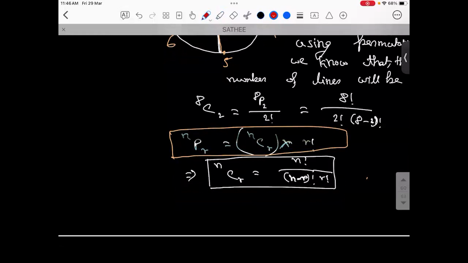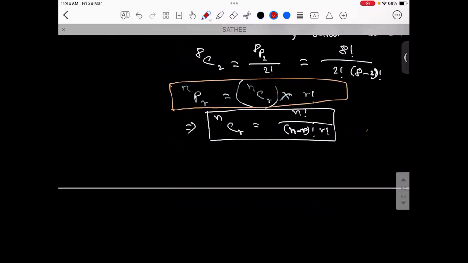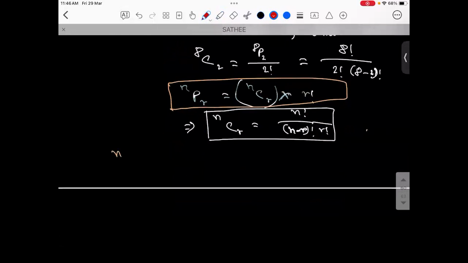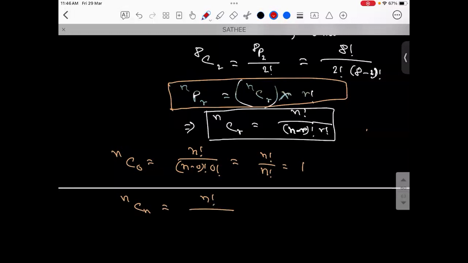Okay. Now, what about nC0 and nCn? nC0 is n factorial divided by (n minus 0) factorial into 0 factorial. That is n factorial divided by n factorial, equals 1. And what about nCn? It will be n factorial divided by n factorial into (n minus n) factorial. That will be given as 1 again.